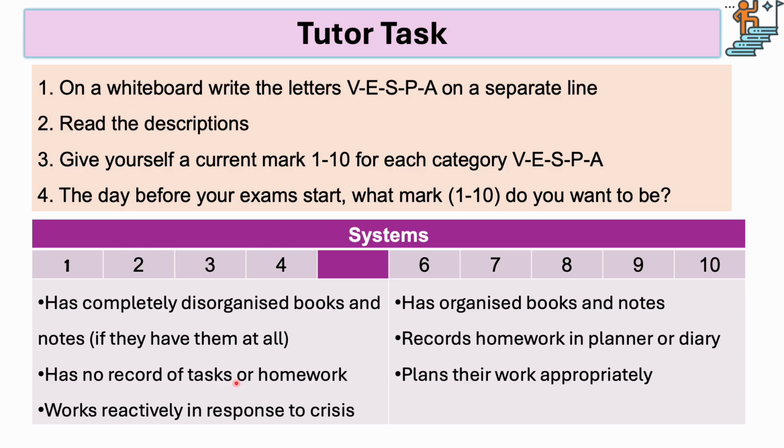Do you have no idea what's for homework? Do you not know, if I said to you now, what have you got period 1? Would you say, I don't know? Do you have no record of where you need to be and what you need to do? And then, do you work reactively? Say if you get a poor result in a KA, do you then respond to that really, really quickly and do loads of work? Or are you proactive with it? 1 to 4, if that sounds like you.